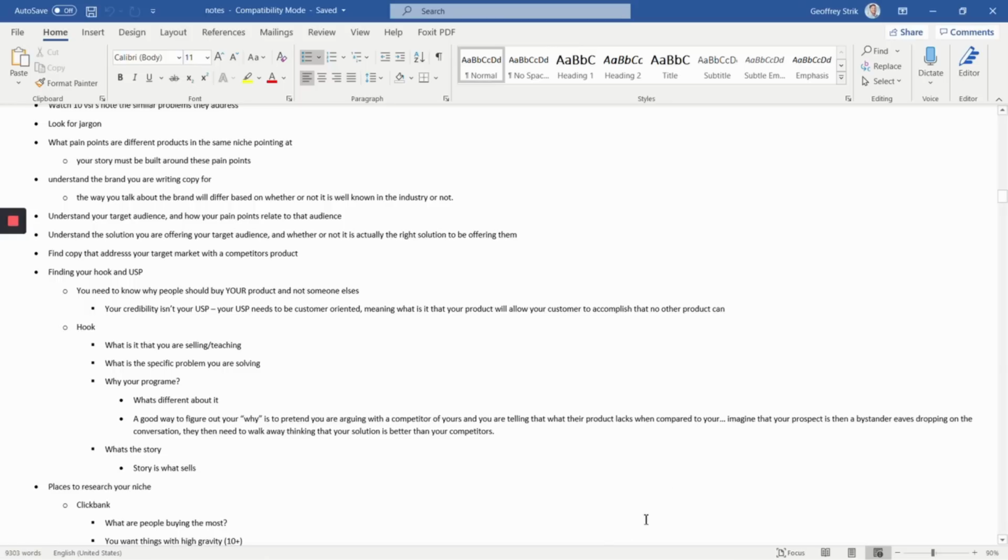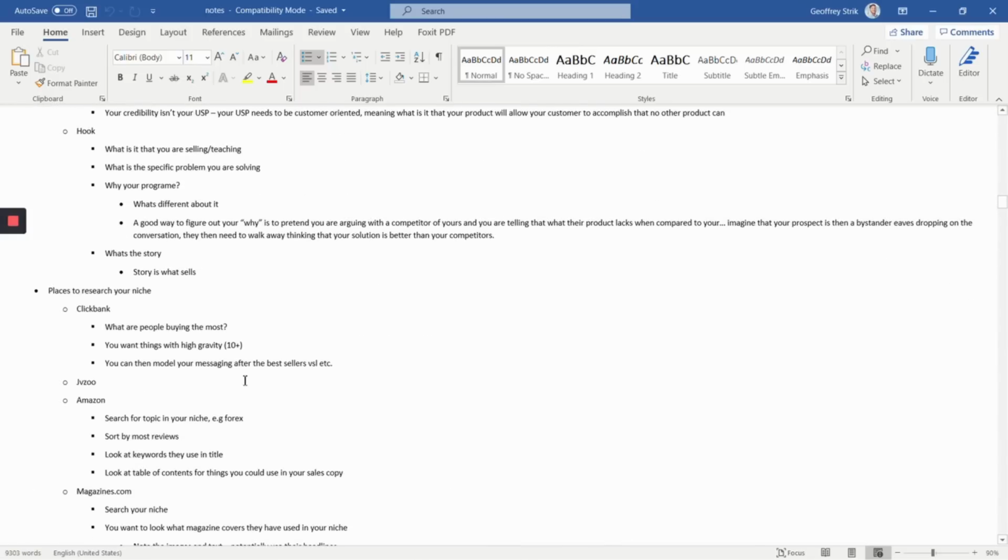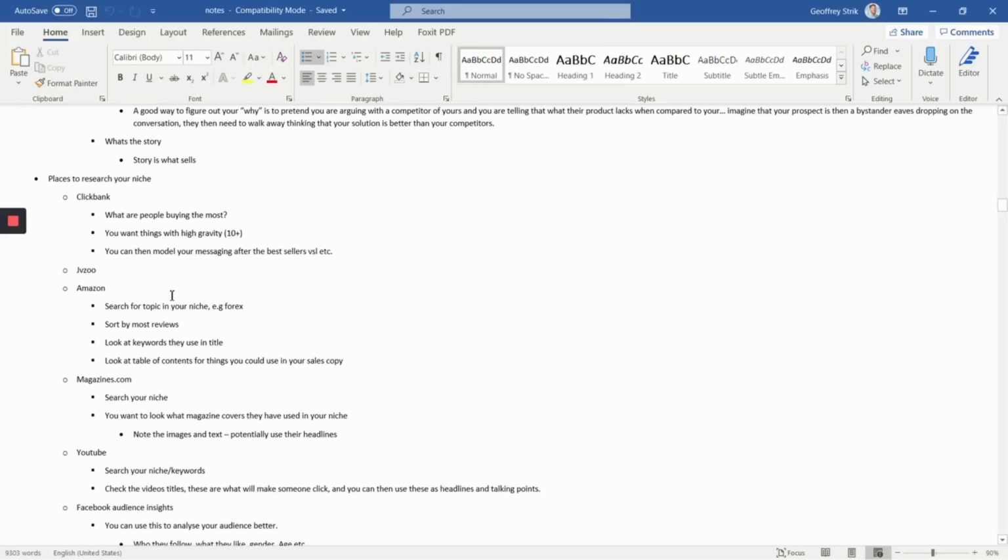What's the story? Story is what sells. We've already spoken about the story and the meaning of story to build trust, or the purpose of story.